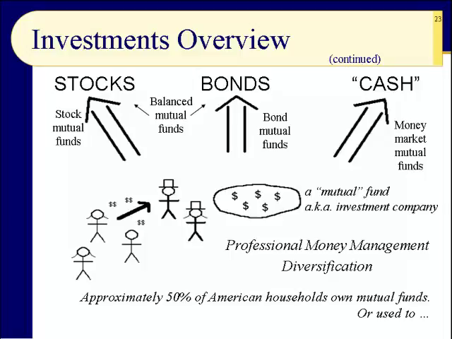Approximately 50% of American households own mutual funds, or used to. Yeah, it's gone down a little bit. People have decided that they don't want to invest in mutual funds. Well, just a few, but I mean a few percentage points, but that's a lot of people. And of course, they'll wait until the market goes up 100% and 200%. Then they'll jump back in just in time for the next crash.